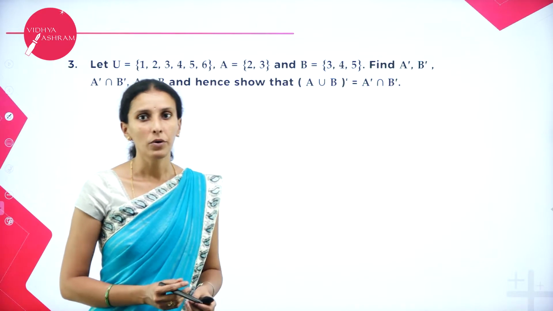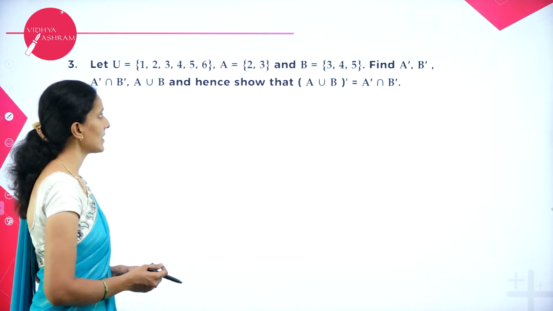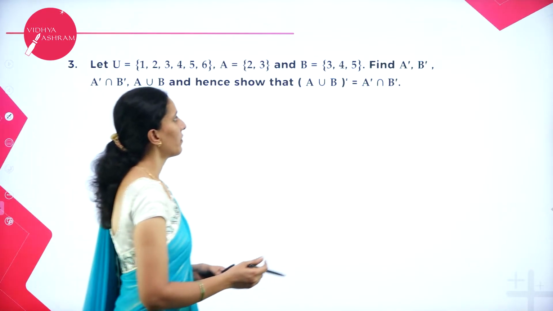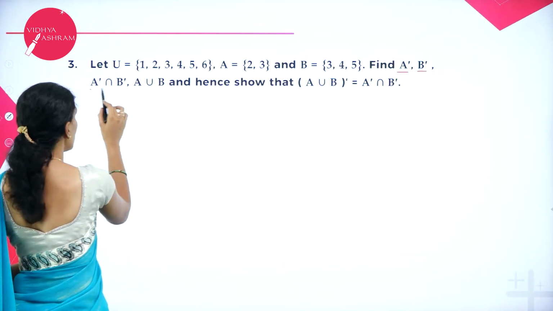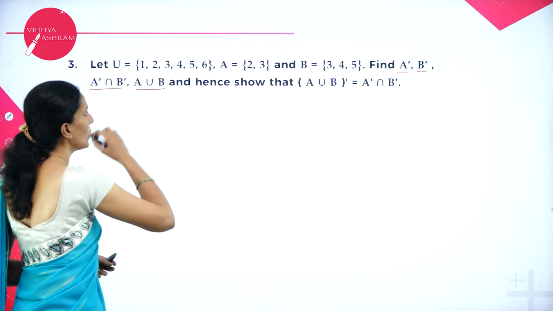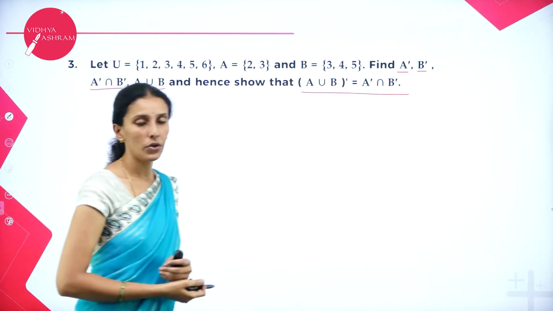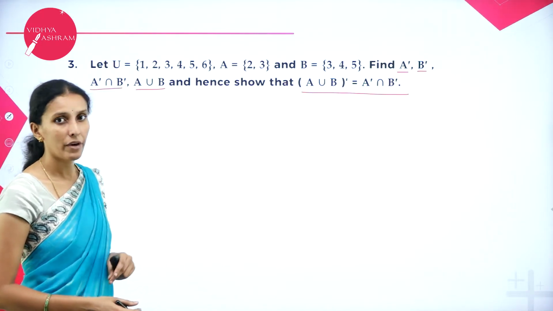So, here is one more question we are having. U is given as 1, 2, 3, 4, 5, 6. A is 2, 3. B is 3, 4, 5. Find A dash, B dash, A dash intersection B dash, A union B, and hence show that (A union B) whole dash is equal to A dash intersection B dash. So first let me find them one by one.